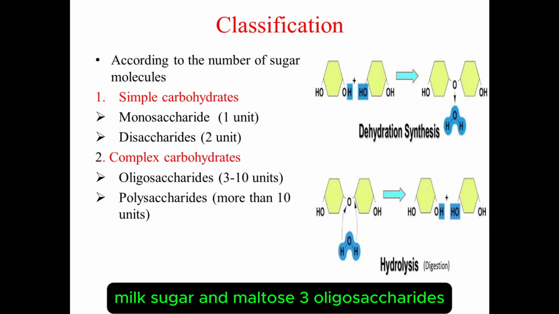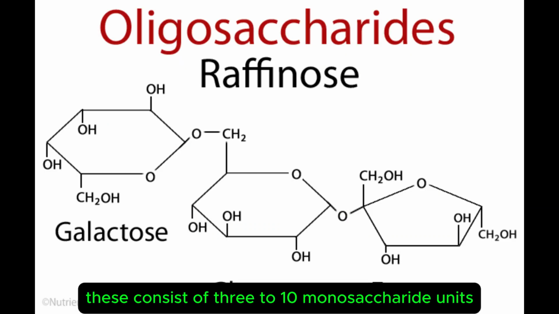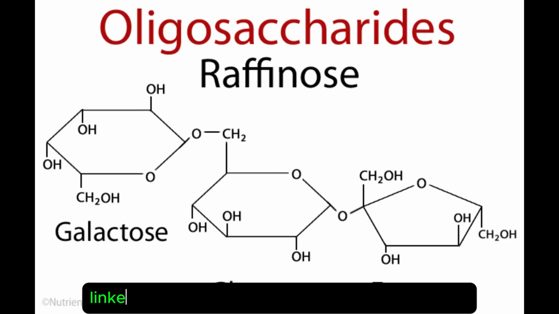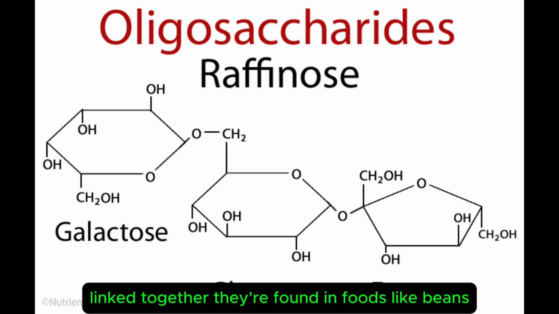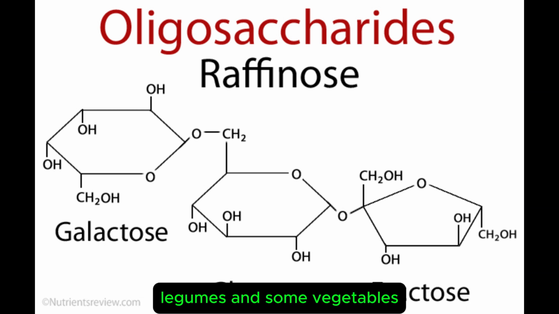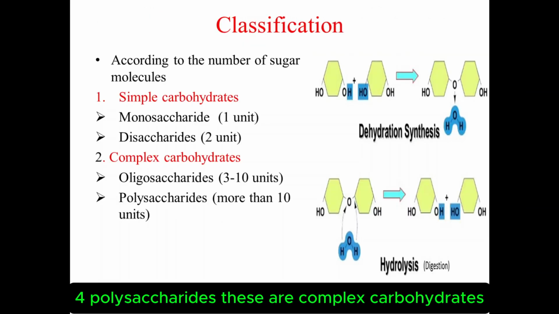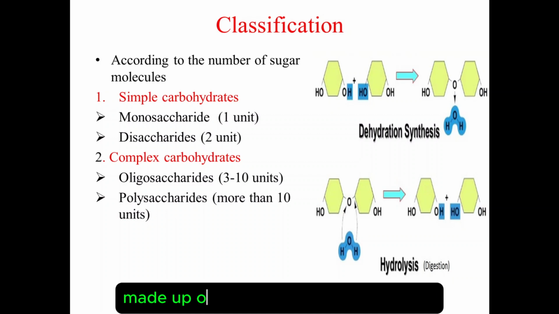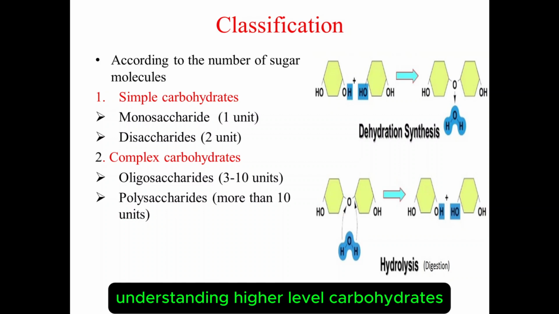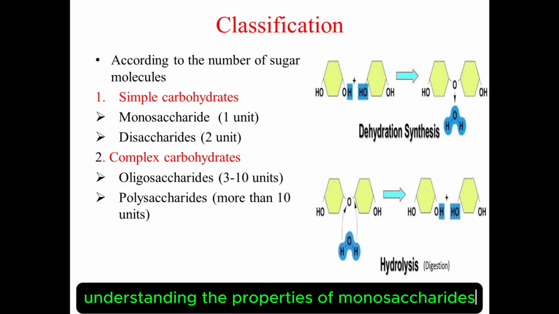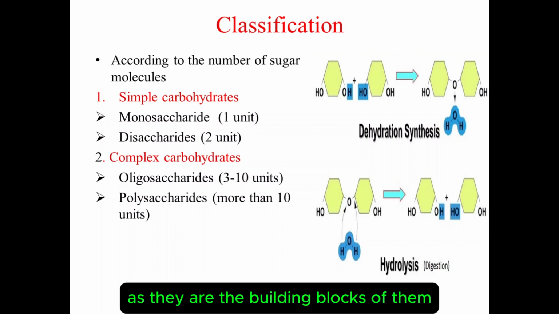3. Oligosaccharides. These consist of 3 to 10 monosaccharide units linked together. They are found in foods like beans, legumes, and some vegetables. Examples include raffinose and stachyose. 4. Polysaccharides. These are complex carbohydrates made up of many monosaccharide units. Understanding higher-level carbohydrates depends on understanding the properties of monosaccharides, as they are the building blocks of them.